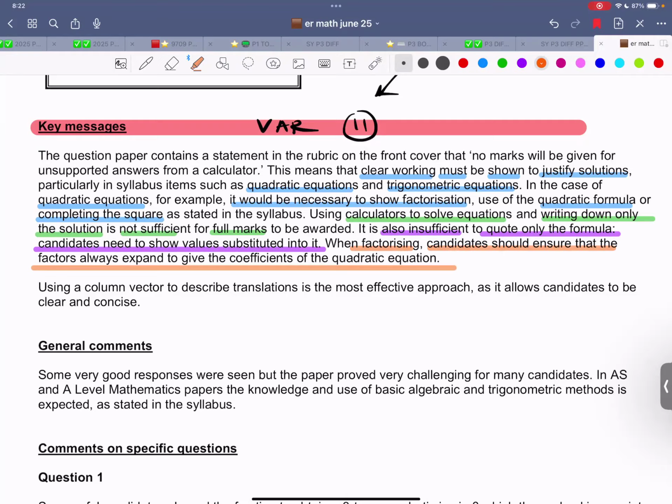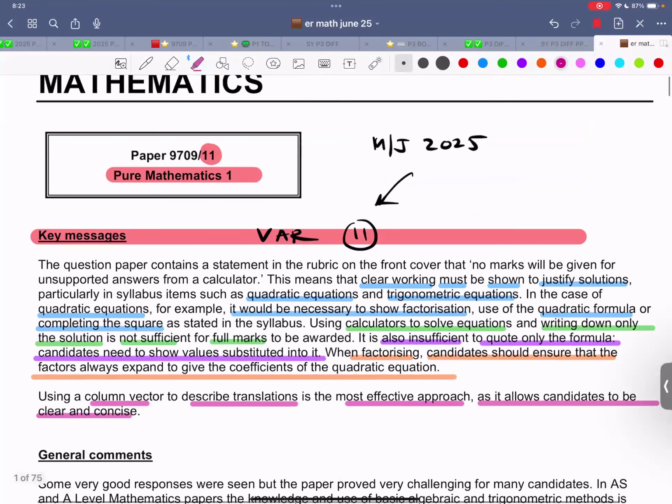Now, this is the heart and soul of this key message. And also over here, using a column vector to describe a translation is the most effective approach as it allows candidates to be clear and concise, besides writing down the name. Okay. So now this is from variant 1-1, the one variant that you just studied.